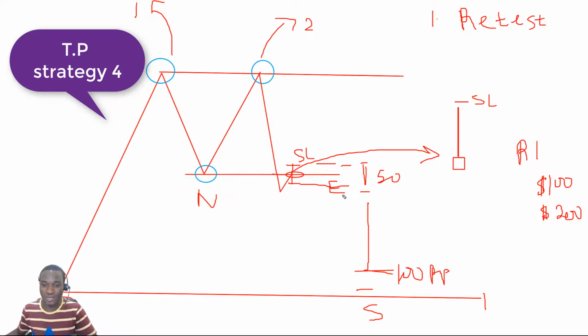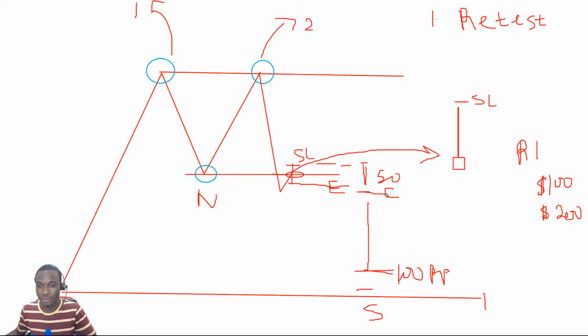Let's say, for example, right here, I enter a trade right here. This is my entry region right here. I am risking 50 pips right here, and then the market moves downward in a bearish trend. So this is what I want to do right here.